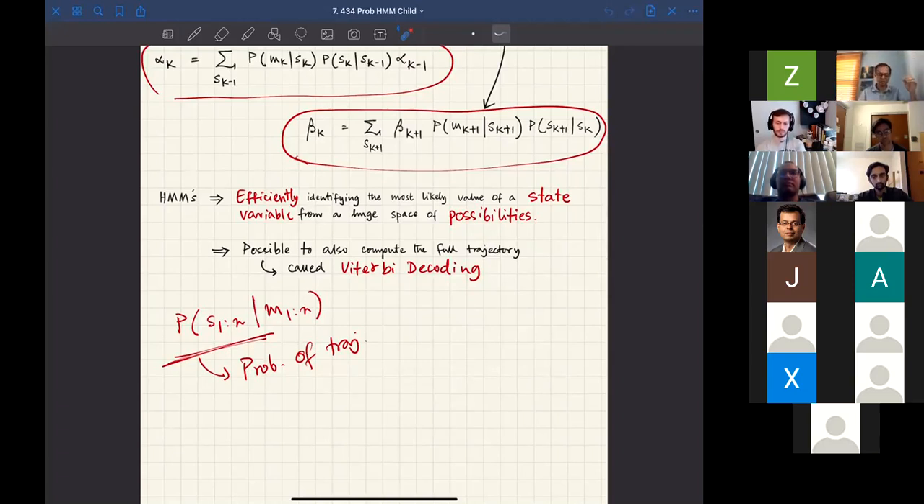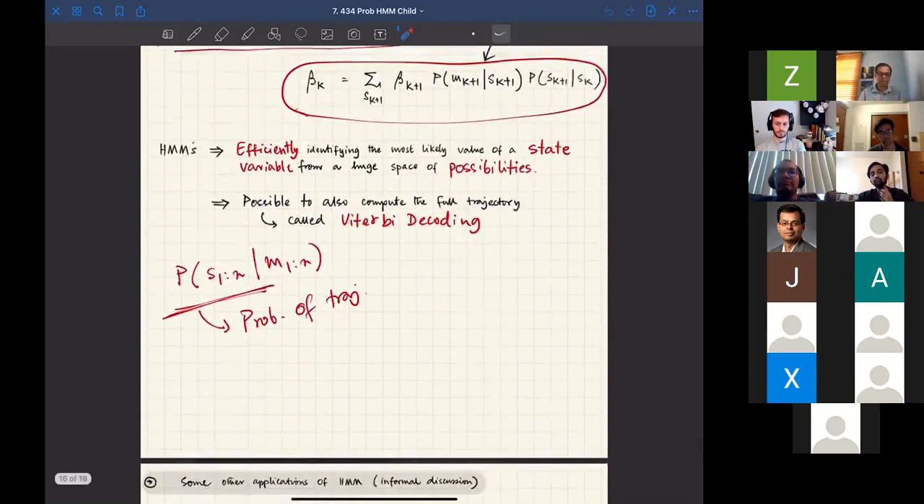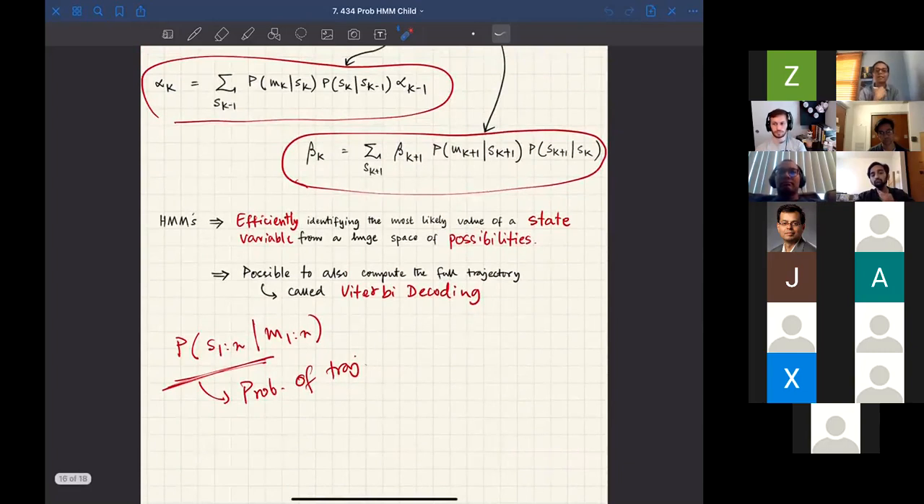And we can ask the question, what is the probability of S1 through N, which is the trajectory, given M1 through N? And that can be done with what is called Viterbi decoding. So that is where we stopped last class.